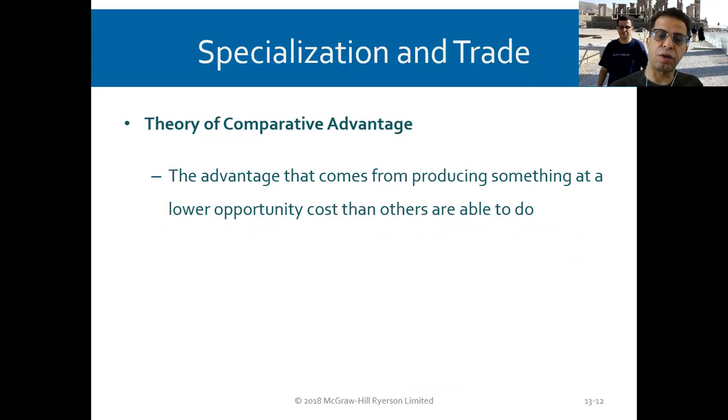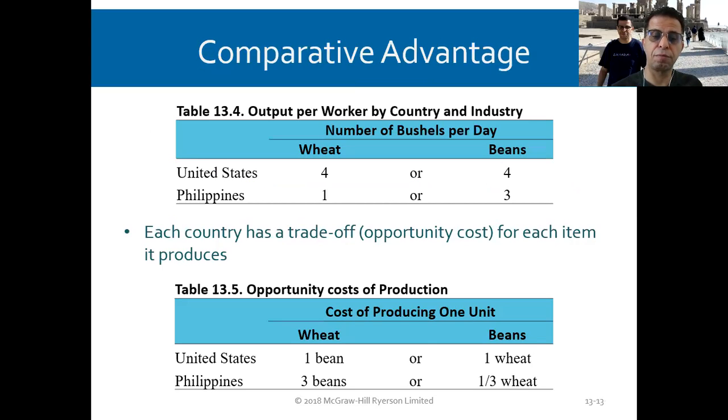So specialization and trade, the theory of comparative advantage, is the advantage that comes from producing something at a lower opportunity cost than others are able to do. An example we brought in earlier is Saudi Arabia can produce a barrel of oil at $5, yet Canada can produce it at $35. So it's better for Saudi Arabia to export oil to Canada. In return, because Canada has lots of trees, it's better for Canada to produce wood and export it to Saudi Arabia because it's cheaper for them to do that.